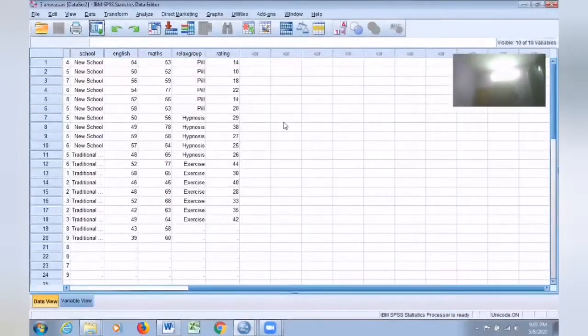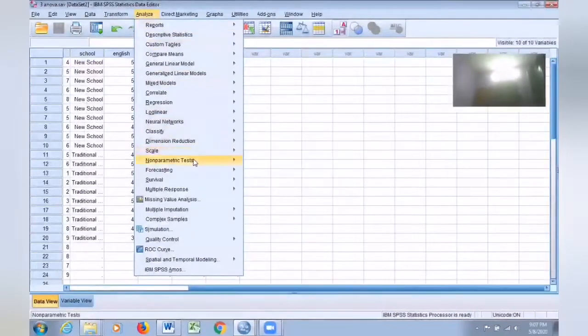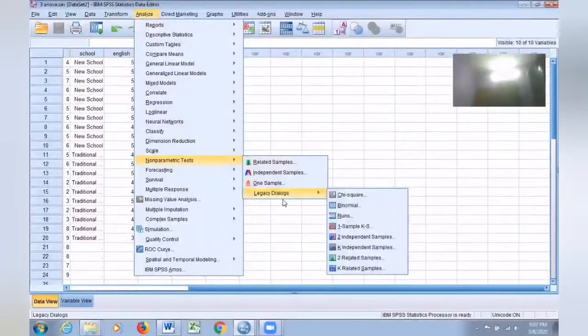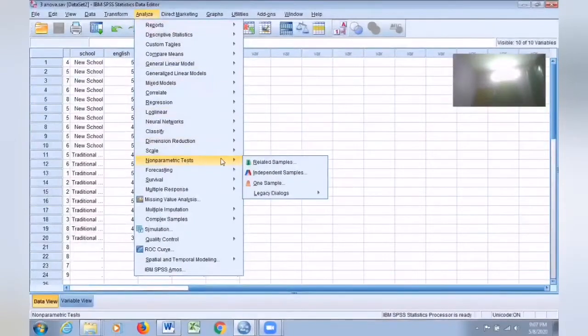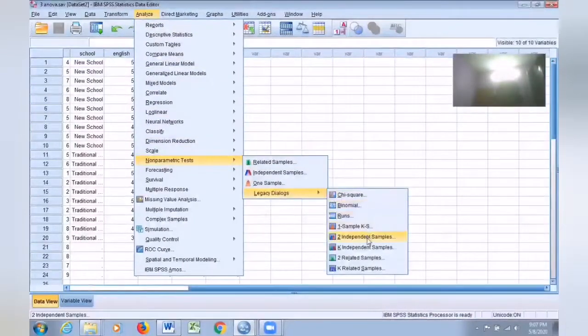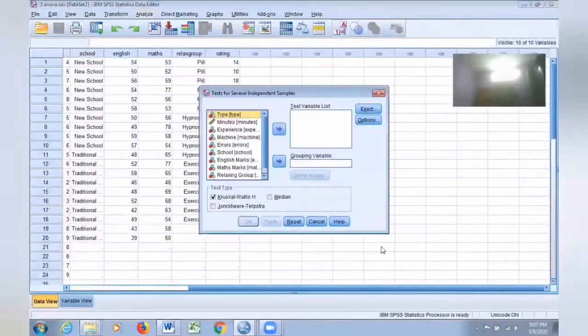So instead of conducting one-way ANOVA, you can conduct the Kruskal-Wallis test, which is a non-parametric equivalent of one-way ANOVA. How to conduct it? Please go to Analyze, come to Non-parametric, click on Legacy Dialogs. There, go for K Independent Samples.